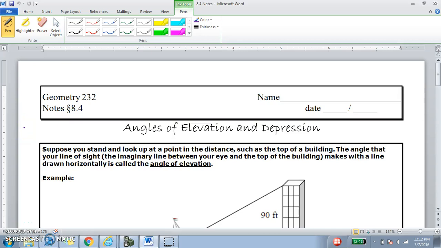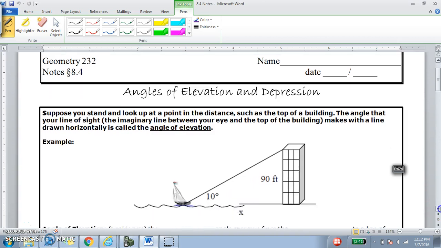This is Geometry, section 8.4, Angles of Elevation and Depression. So, this lesson is really about how trigonometry is used in real-life situations.